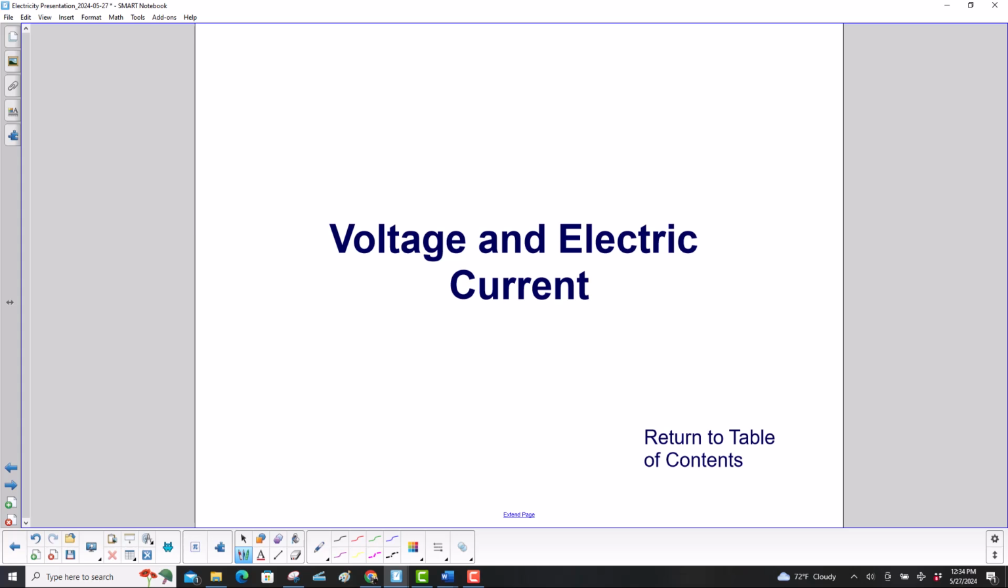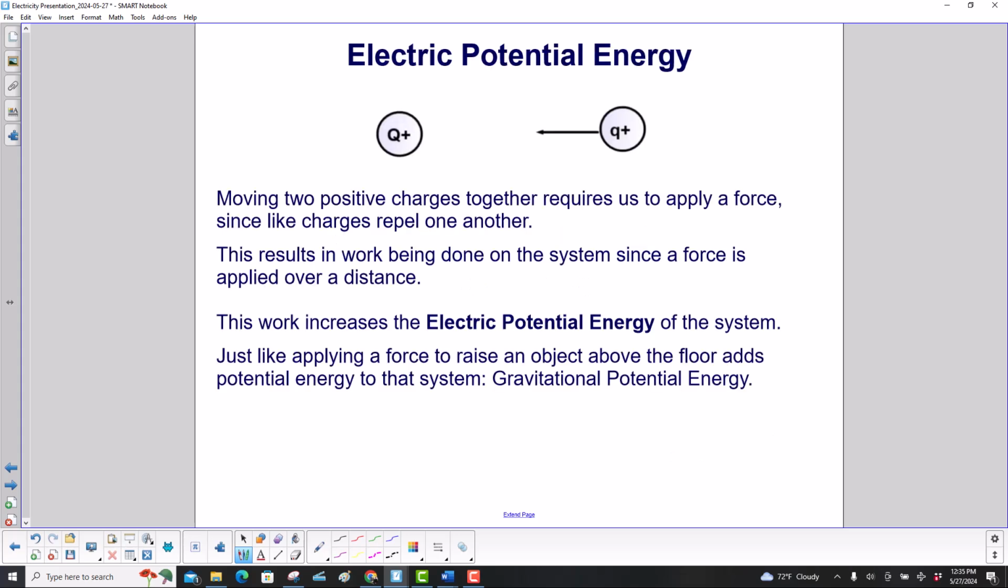Voltage and electric current. Moving two positive charges together requires us to apply a force, since like charges repel each other. So two positive charges, and this represents the force. This results in work being done on the system since a force is applied over a distance.